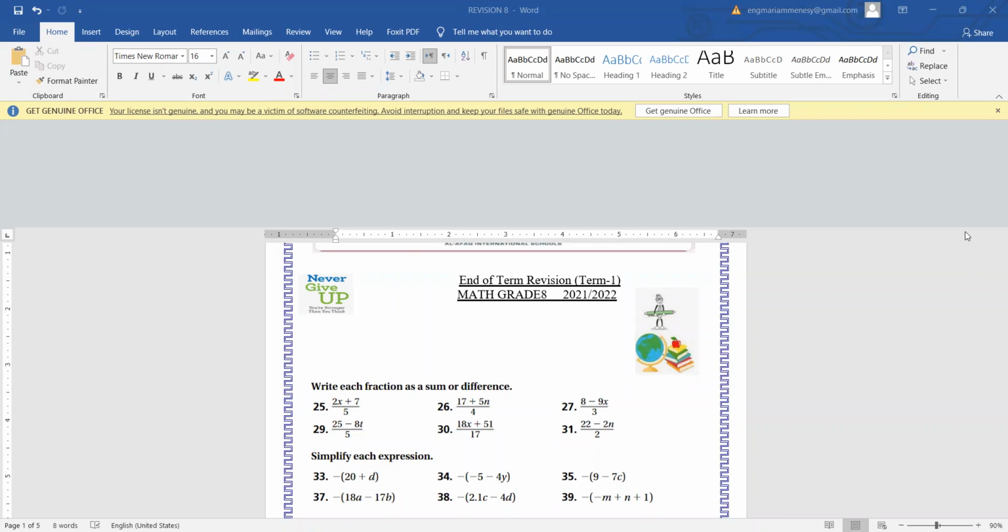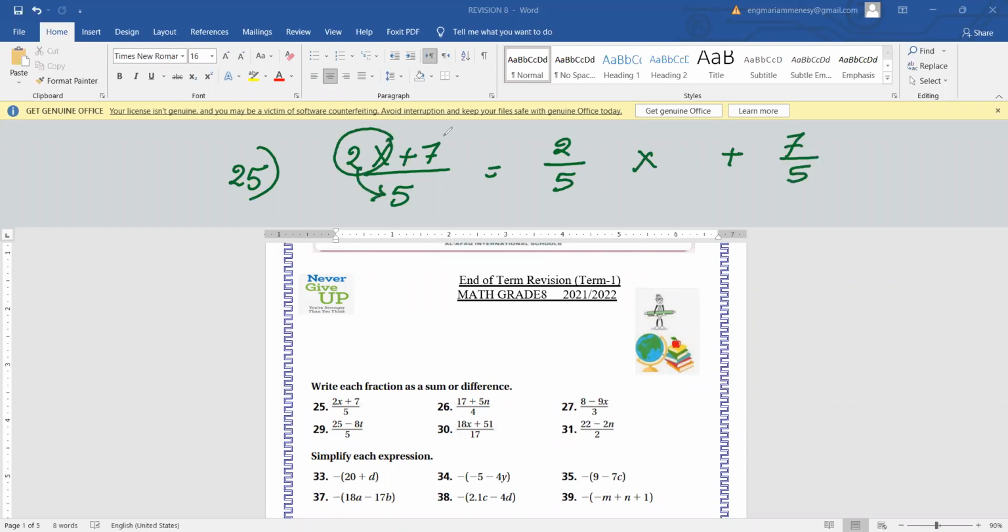Okay, if I have this problem, 2x plus 7 over 5, how can I solve it, my dear? Distribute. How can I solve number 25? It will be 2 over 5x plus 7 over 5. Here, 2x divided by 5 and plus 7 divided by 5. No simplify on 2 and 5, no simplify on 7 and 5. This is the end of this question.